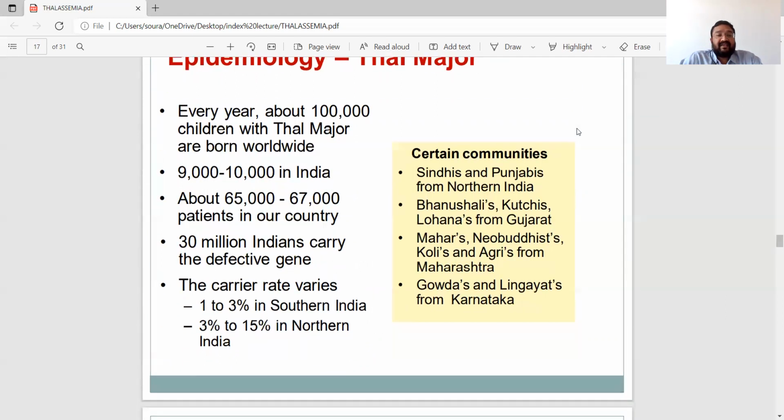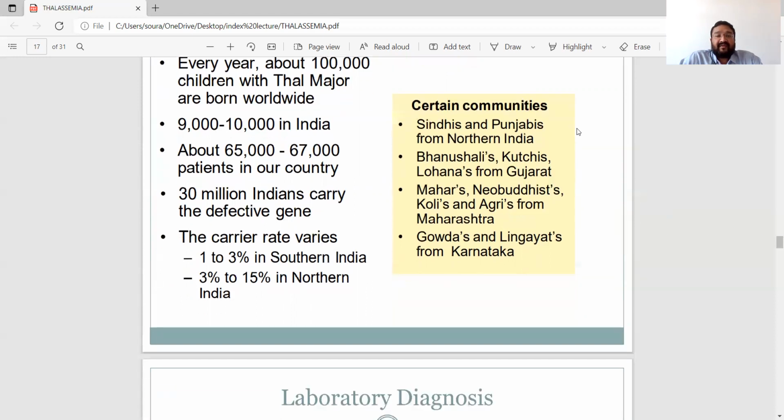The carrier rate varies. The carrier rate is 1 to 3% in southern India and 3 to 15% in northern India. It is common in certain communities like Sindhis, Punjabis from North India, Bhanushalis, Kutchis, and Lohanas from Gujarat, Mahars, Neo-Buddhists, Kolis, and Agris from Maharashtra, Gowdas and Lingayats from Karnataka. These are the communities in which thalassemia trait is very common.